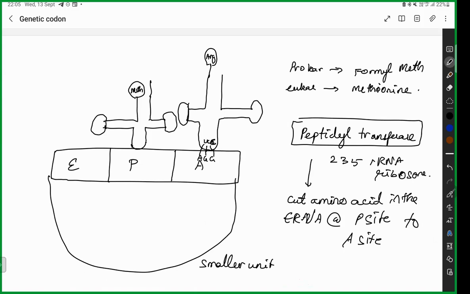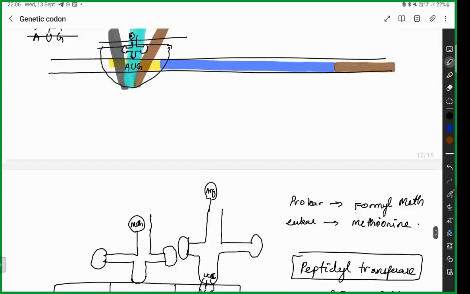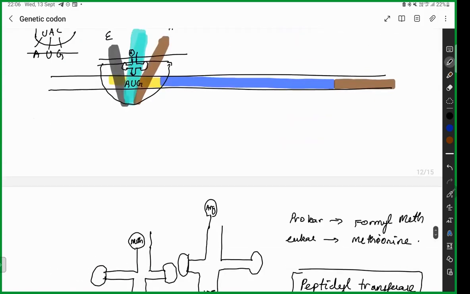After coming and attaching, there are some factors involved, similar to the initiation phase, but I will discuss it at the end because it will be very confusing. Now what you need to remember is, you have a site like this, A, P, E.